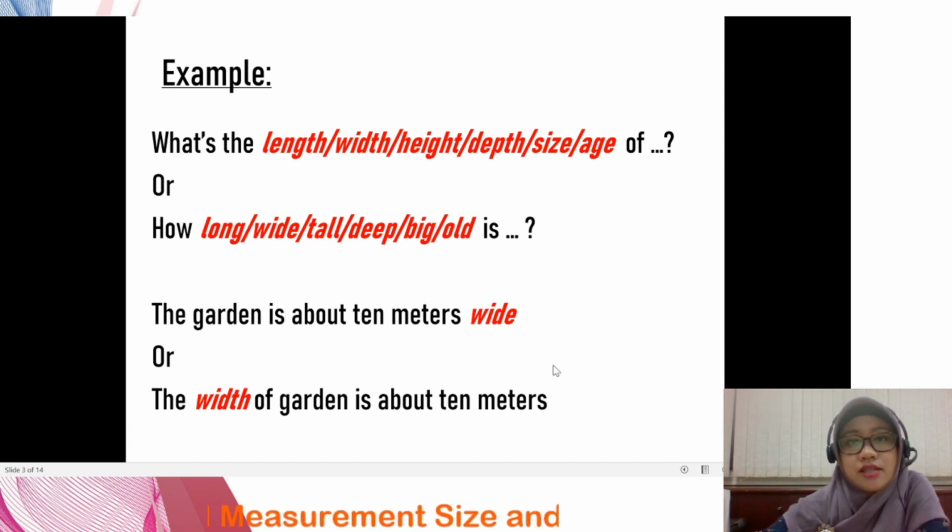While the last two sentences belong to affirmative sentences. If you look at the sentence, make sure it consists of subject and verb. Again, you can use either an adjective or a noun. The garden is about 10 meters wide. So we have the subject here, we have the verb, and also the adverb. You can put the adjective at the end of the sentence. While if you want to put the noun here, you can put it at the beginning of the sentence as part of the noun phrase like this. The width of the garden is about 10 meters.